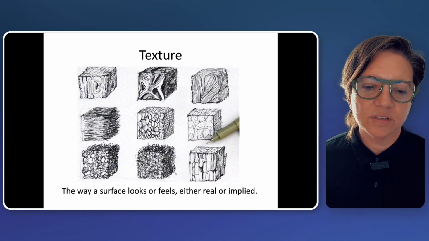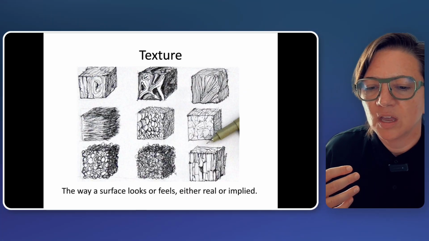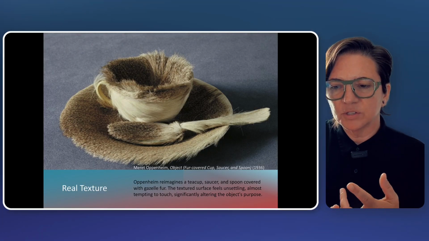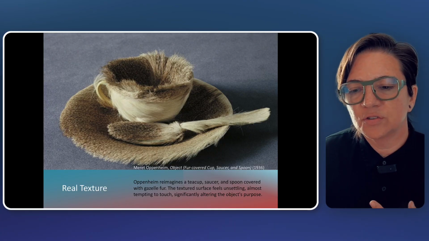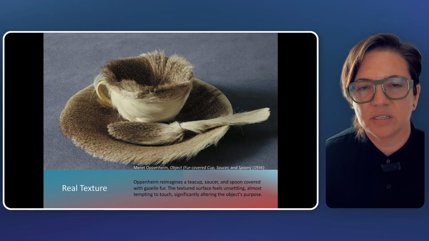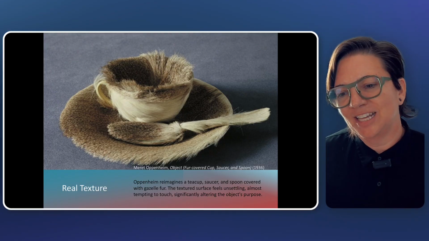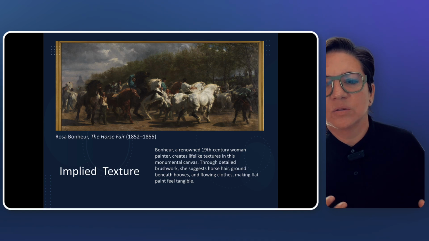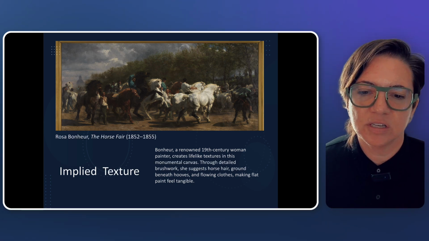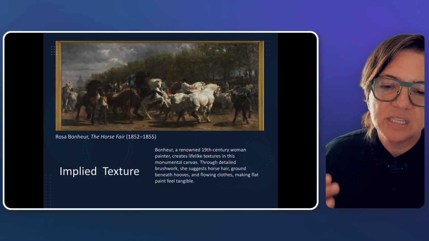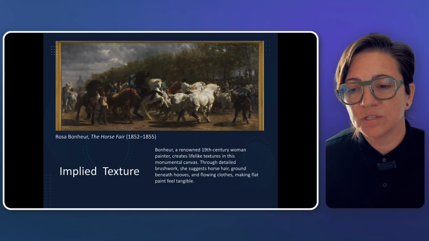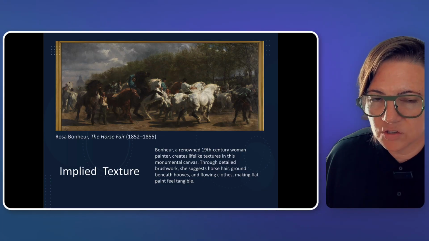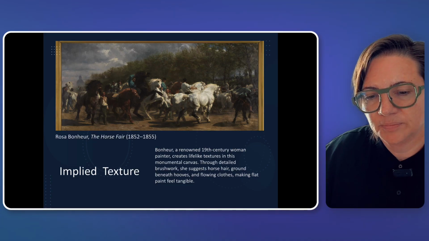Texture. Texture is the way the surface looks or feels, either real or implied. Here we have the teacup, saucer, and spoon covered with gazelle fur. The textured surface feels unsettling, almost tempting to the touch, significantly altering the object's purpose. This one is implied texture. It creates lifelike textures in this monumental canvas with detailed brushwork. She suggests horsehair ground beneath the hooves and the flowing clothes to make the flat paint feel tangible. So the painting basically feels real.